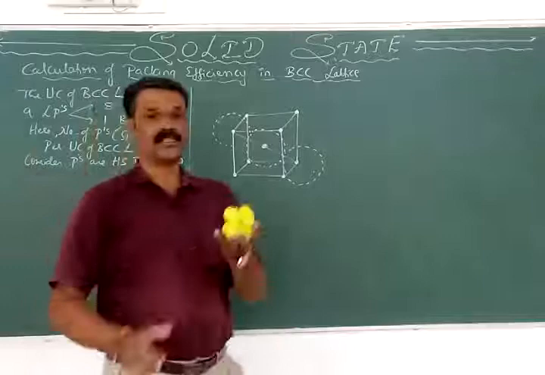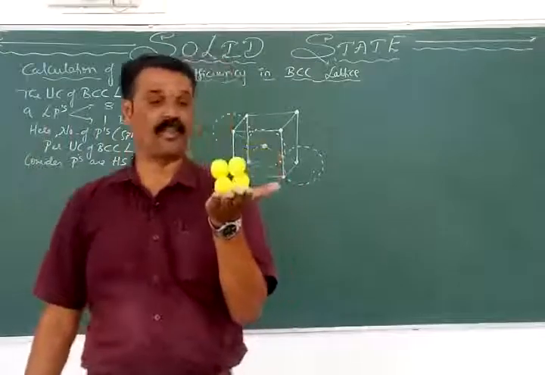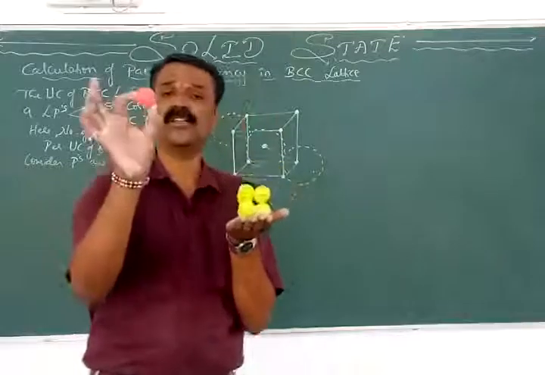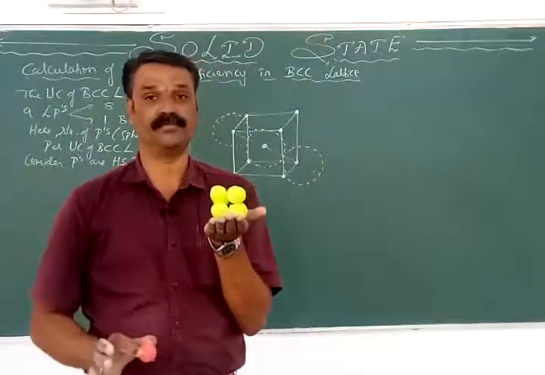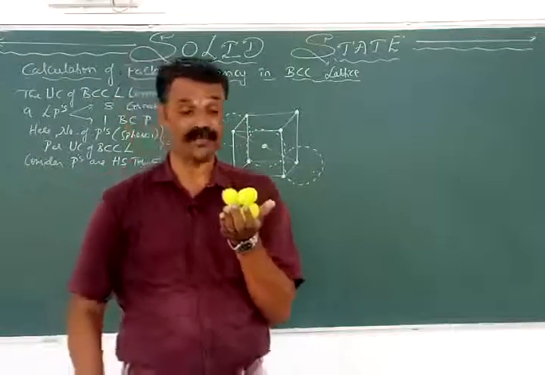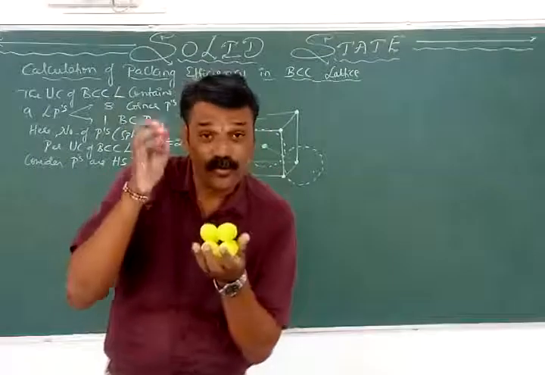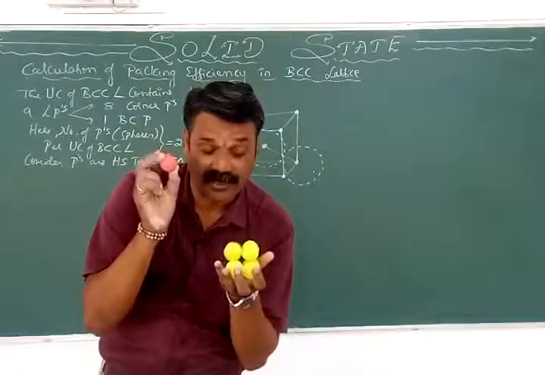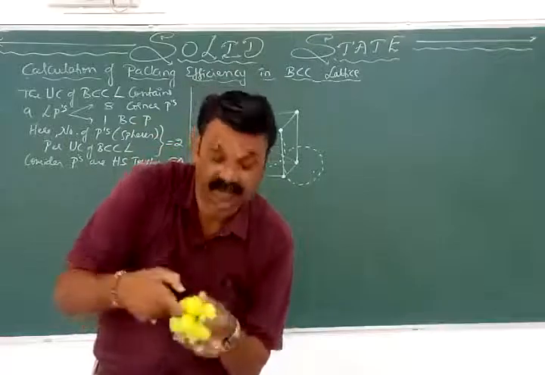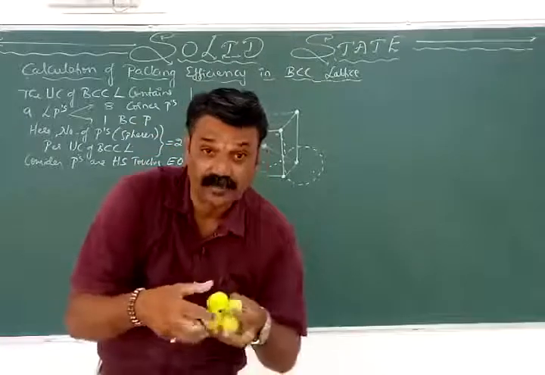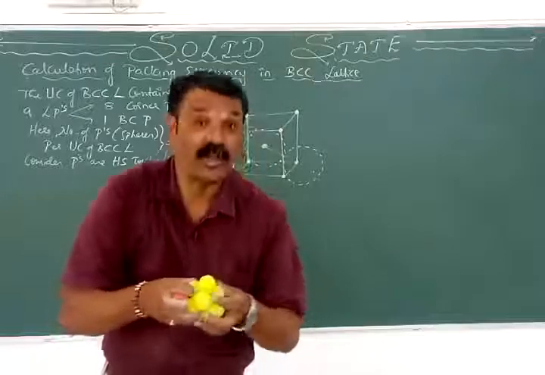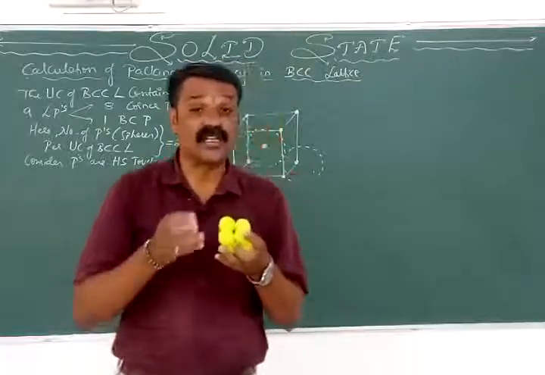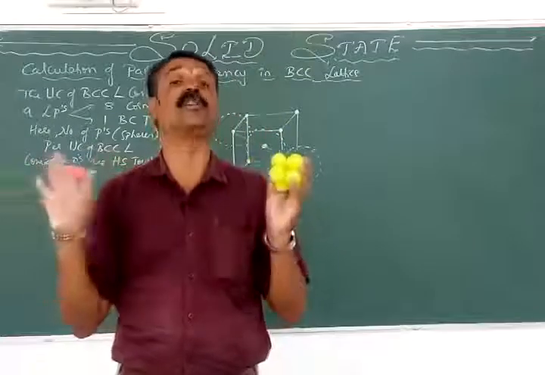So here, this is a simple cube first, where the particles are present only at the corners. And let's have this body centered. I have to insert this particular sphere, called a body centered sphere or particle, exactly at the center. We do not remove anything, but we have to shift those corner particles such that the corner particles are not touching each other.